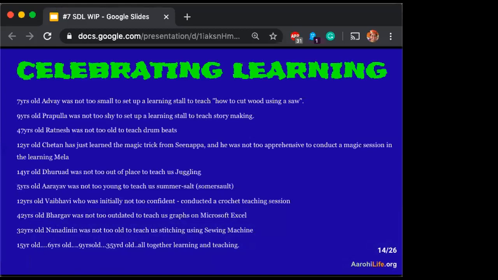I'll repeat again. In this learning mela, this is just one of the learning melas which we keep having. 7-year-old Advay was not too small to set up a learning stall to teach others how to cut wood using the saw. He had just learned it a week back and got mastery over it. Another 9-year-old who just explored story making in activity club put up a learning stall saying, I can teach other people how to make stories. Ratnesh was not too old or out of place to teach drums to other children or other people who came to the mela.